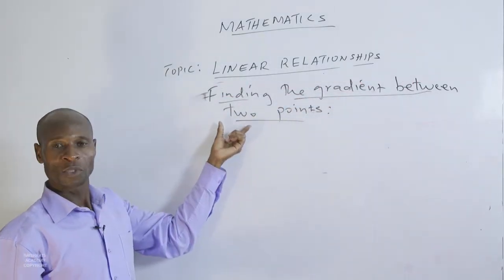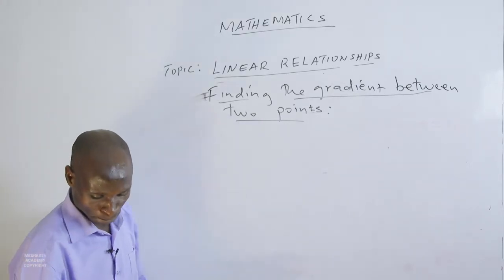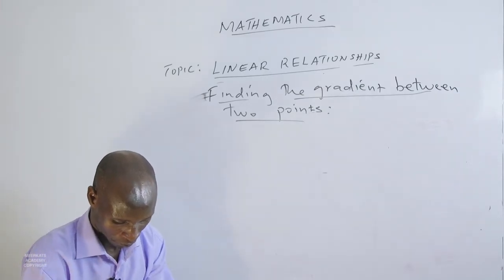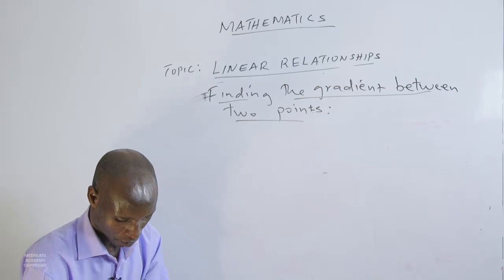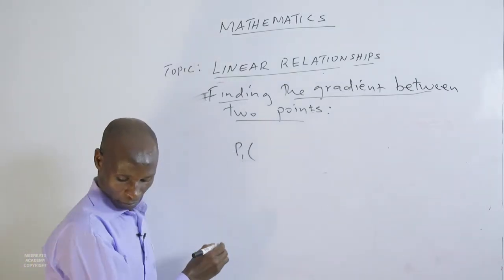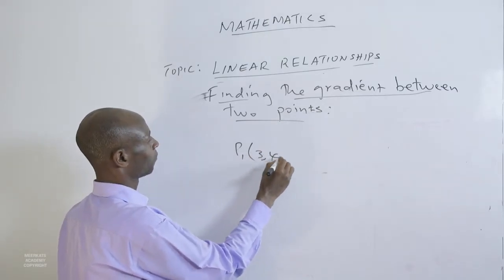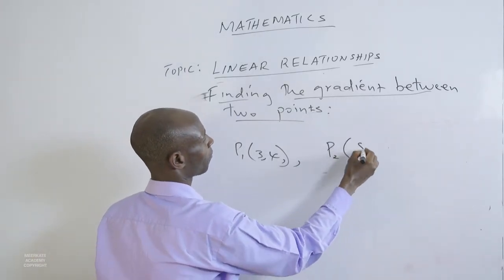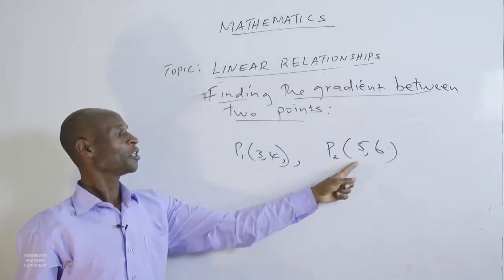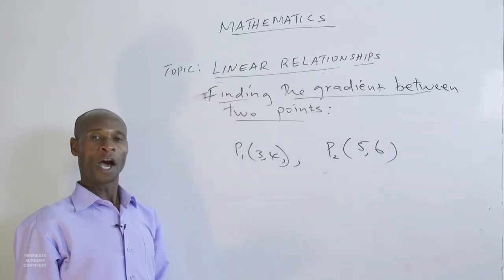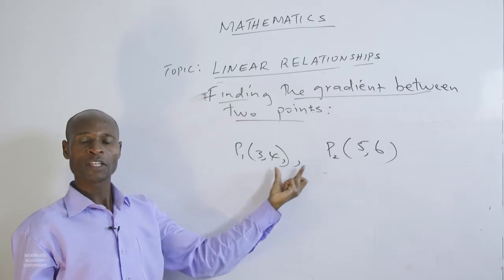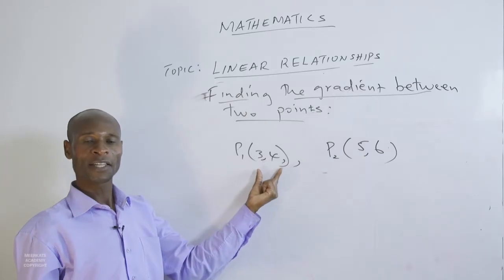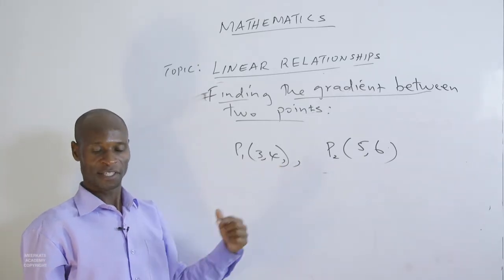So we want to find out how we can find the gradient between 2 points. Point 1 is (3, 4). Point 2 is (5, 6). Now, for the start, we can represent the 2 points on a Cartesian plane. But later on, with a lot of practice, we shall be able to calculate this gradient without necessarily representing it on a Cartesian plane.